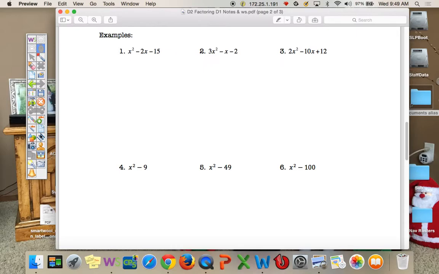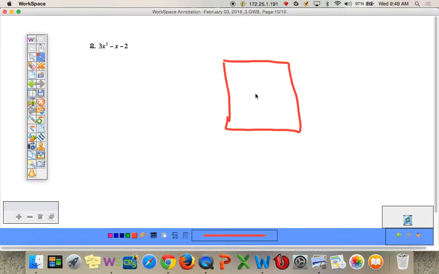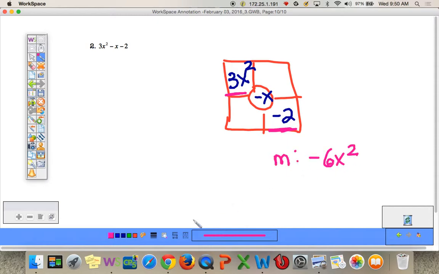I'm going to give myself more room here. So number 2, is there a greatest common factor of 3x squared, x, and negative 2? There is not. So let's put this in a box and circle and see if we can figure out the factors. First step, put it in the diagonals of your box. We have a 3x squared. We have a negative x and a negative 2. We want two things that multiply to the first box and the last box. So it multiplies to negative 6x squared, and that adds to the circle, negative 1x.